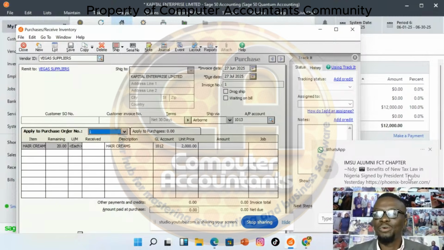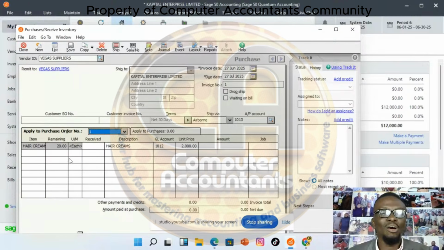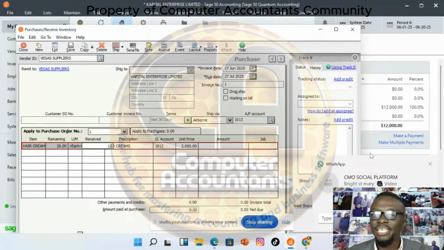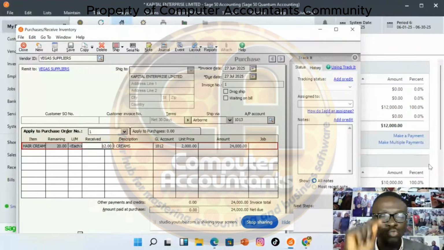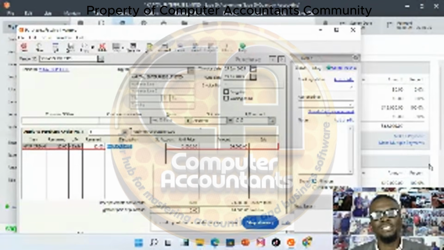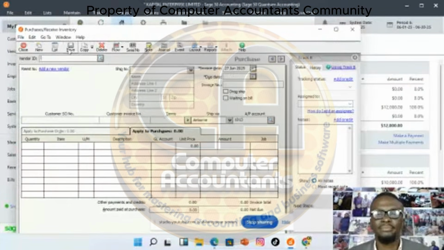You can see we ordered for 20, but we finally settled for how much? 12. What will go to your books of account is 12, not 20, because it is that 12 that you are liable to. 20 is just a documentary evidence, and we ended up with 12. Okay, so that is it, giving us a total value of 24,000. I think we are good to go. Good. That has gone in.